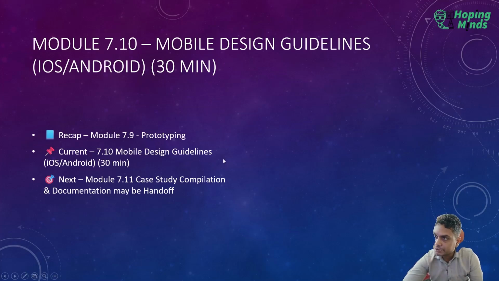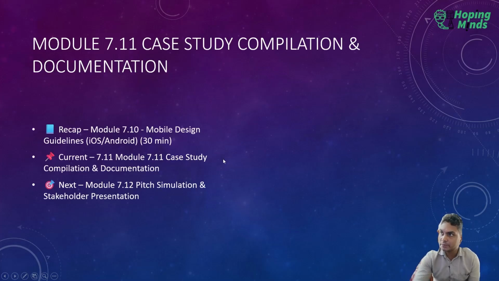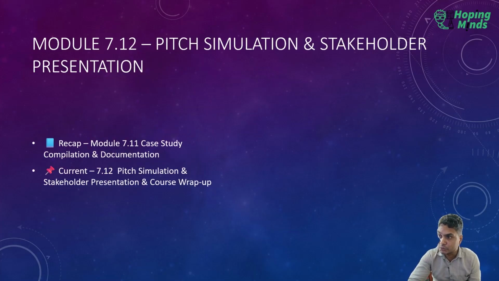So our next chapter is 7.11, which is case study compilation and documentation. Whatever we have created in the design, we will create a case study which can be used on Behance or any portfolio website, and which you can also send to someone, or create as a link and send out so they can see your work. You can also send it to your client and managers to compile everything. All right, so we have covered that. Let's say we have two more chapters.